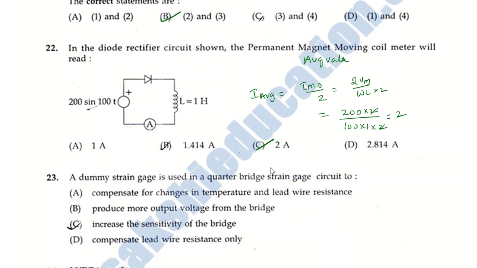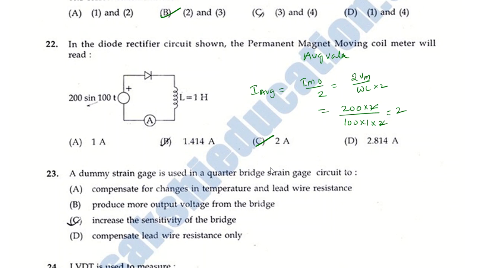Suppose they ask for the maximum value, you will find it from this formula. I maximum is equal to 2Vm by omega into L. So this is the formula here.